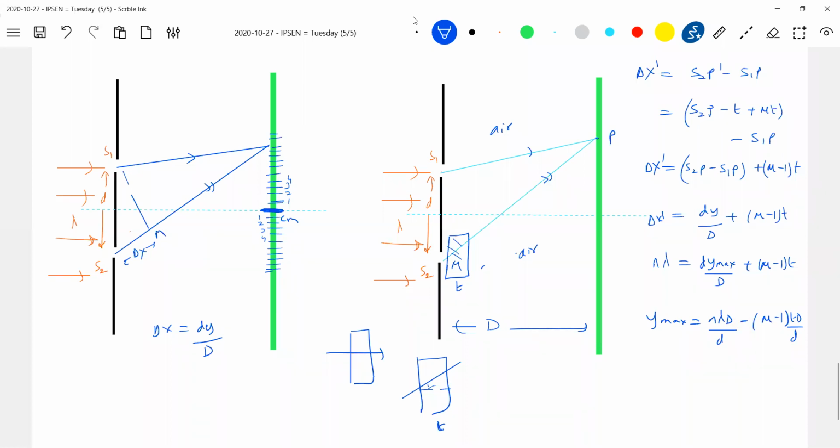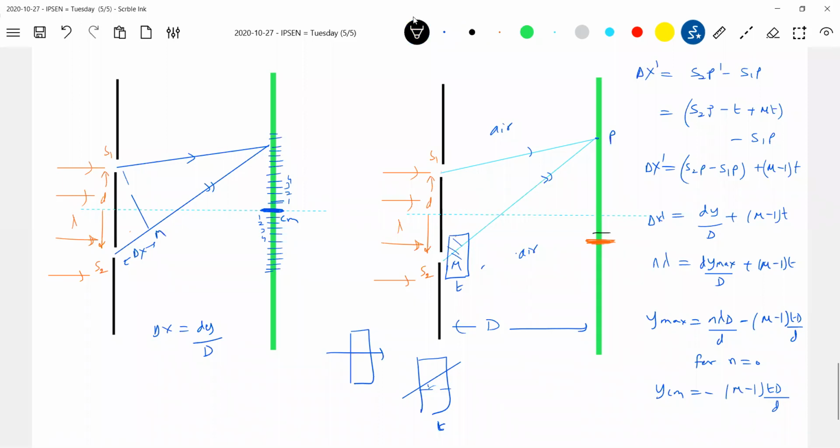So where will the central maxima be? To locate the position of the central maxima, you have to put n equal to 0. For n equal to 0, y max becomes y of the central maxima. I'm getting a negative value. So what do you mean by that? The central maxima will be here, somewhere I'm just putting it like this. This will be the central maxima.